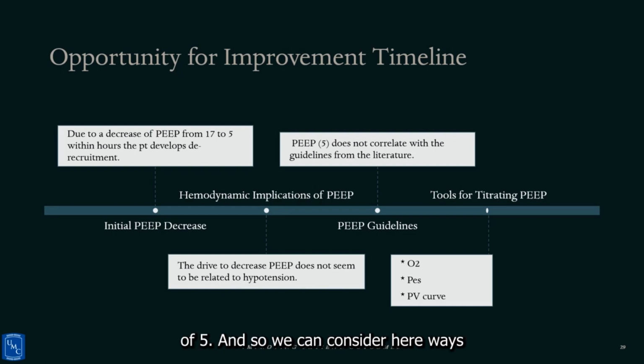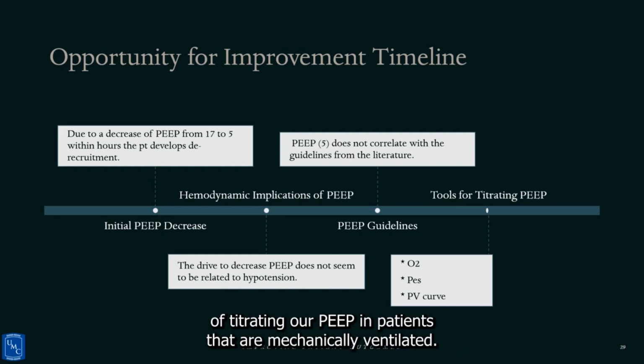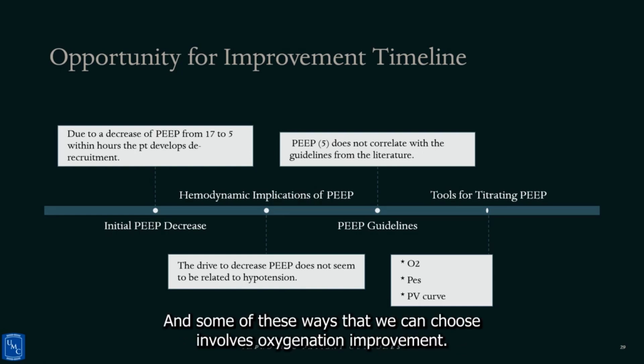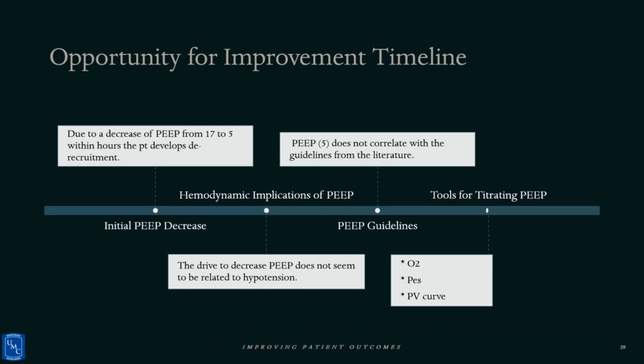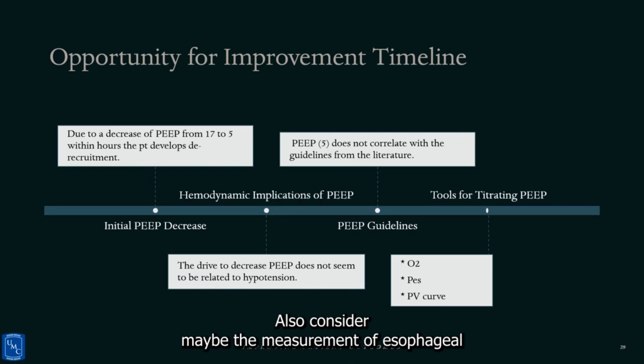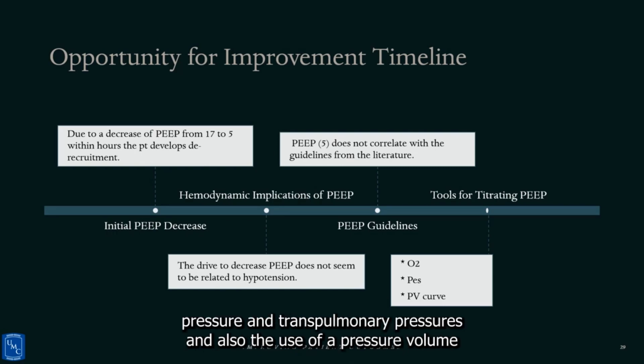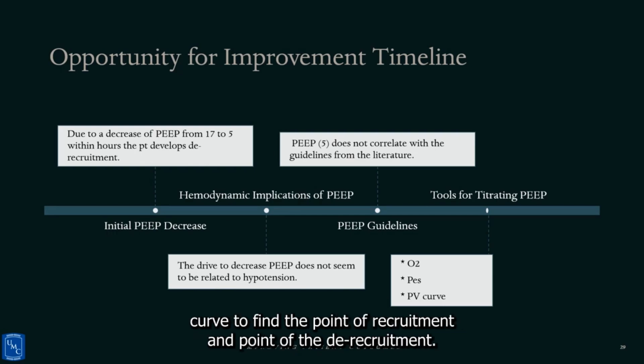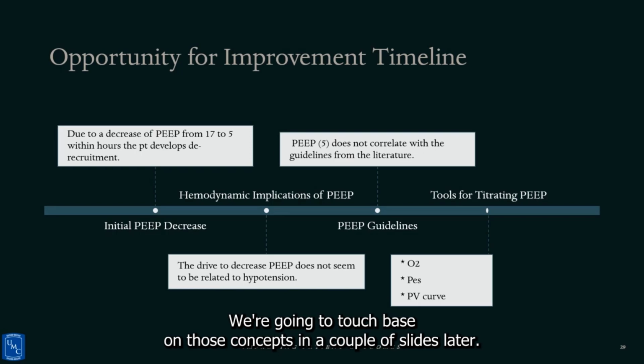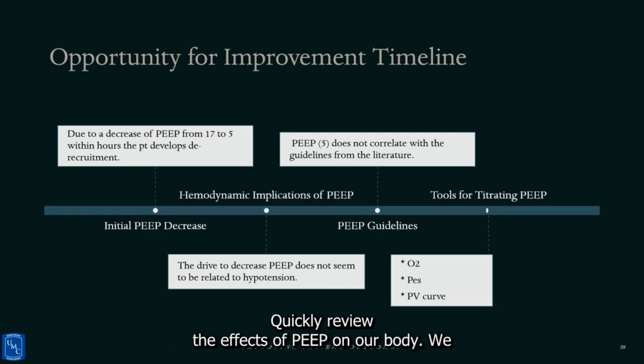So we can consider here ways of titrating our PEEP in patients that are mechanically ventilated, and some of these ways that we can choose involve oxygenation improvement. Also consider maybe the measurement of esophageal pressure and transpulmonary pressures, and also the use of a pressure volume curve to find the points of recruitment and de-recruitment. We're going to touch base on those concepts in a couple of slides later.